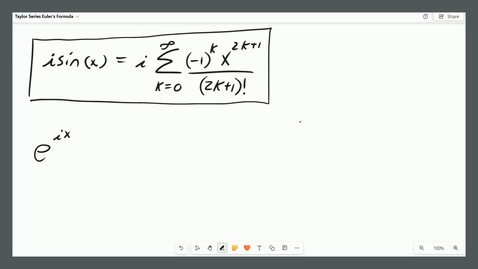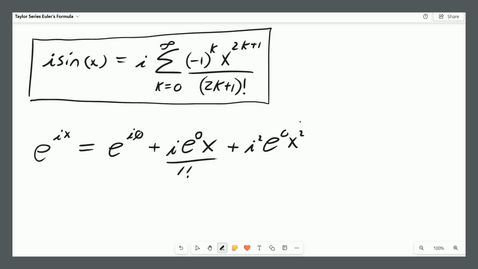This is going to be actually pretty simple. We have e to the power of i0, which is the same as e to the power of 0, plus the derivative of e to the power of ix, which is i e to the power of, again, 0, because it's this function at 0, times x over 1 factorial, plus the next derivative, that's going to be i squared e to the power of 0 x squared over 2 factorial, plus i cubed e to the power of 0 x cubed over 3 factorial.